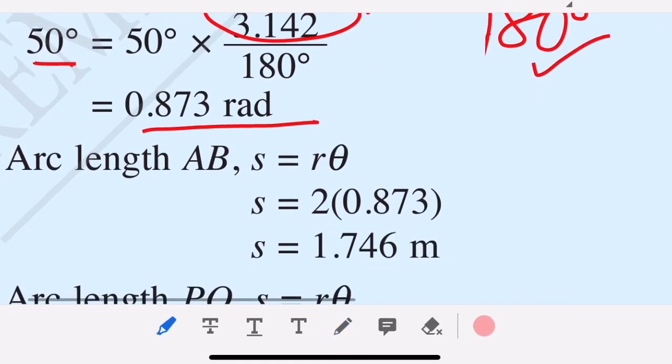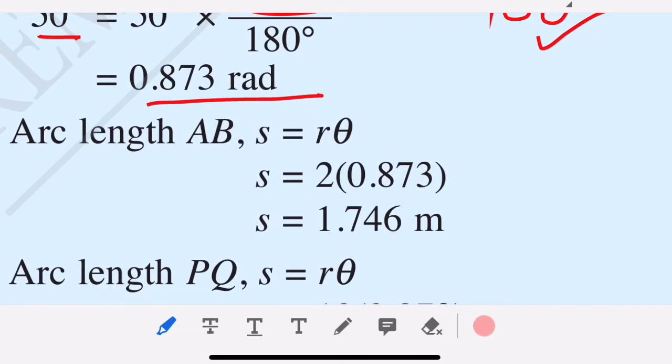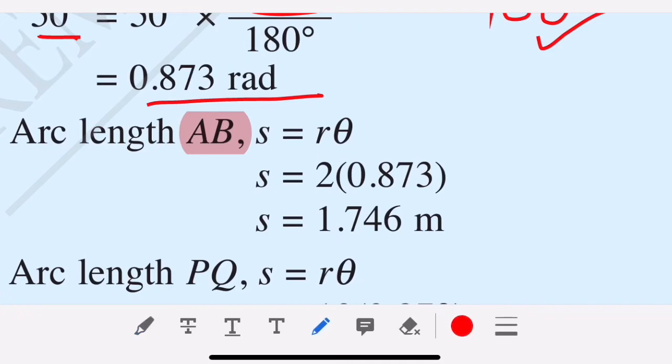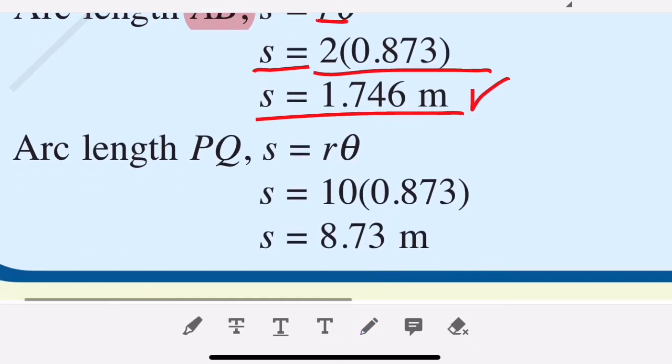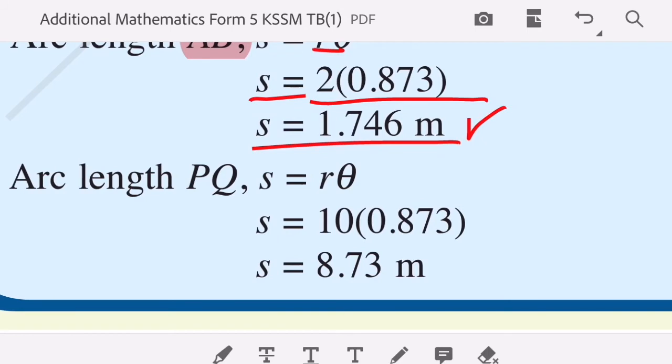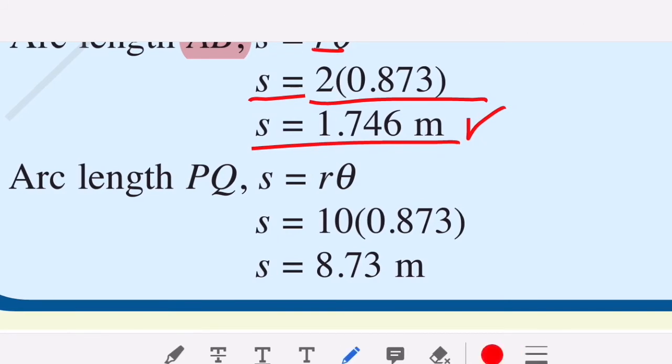So after you convert, then you can start to find the arc length for the AB. Arc length for the AB, and then you get the answer. Radius is 2, right? Times angle. So this is how you calculate. Then you write in 4 significant figures. Alright, so after that you have to find the arc length PQ, right? Radius must be 10, right? Focus on the radius, the angle is still the same. So the arc length for PQ is actually 8.73 meter.